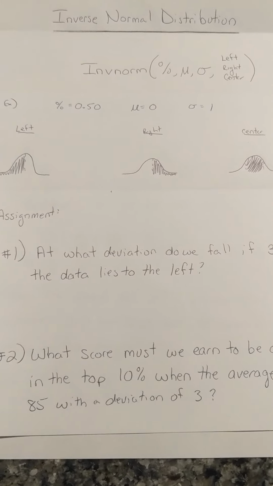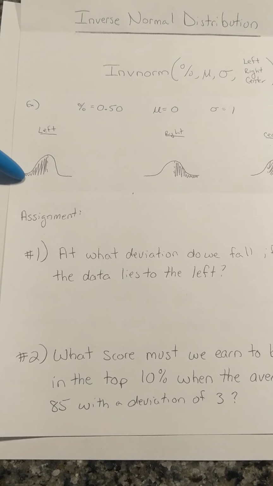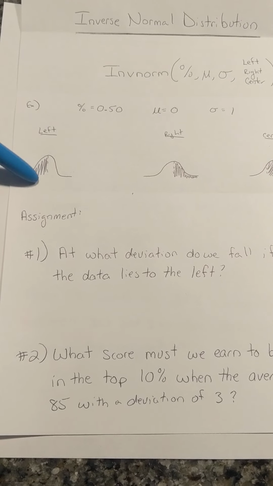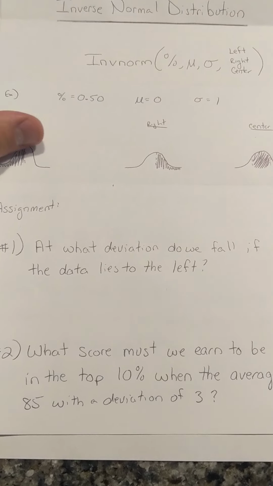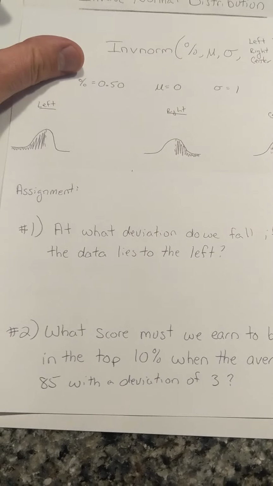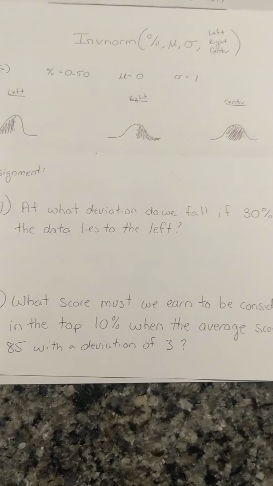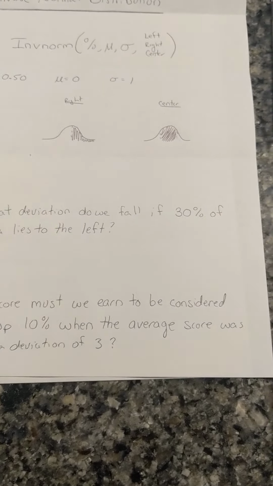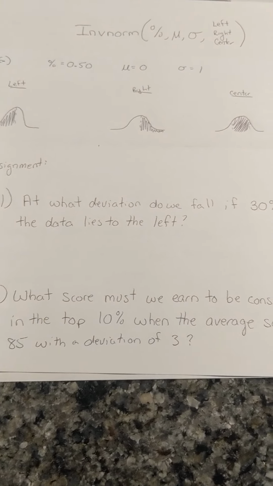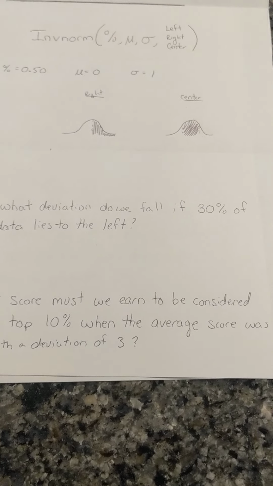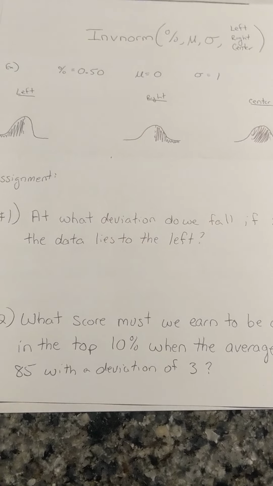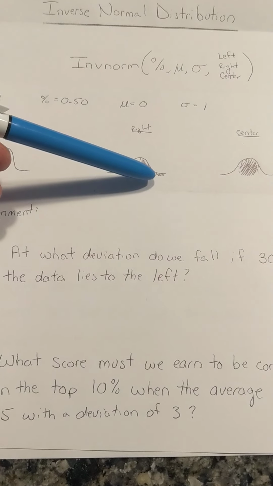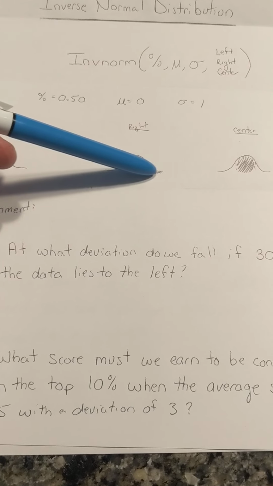So the two questions I'm going to ask you is, first, what deviation do we fall if 30% of the data lies to the left? So 30% goes up to a certain deviation, and I want to know what deviation is that. The next question gives a little more of a purpose to these problems. What score must be earned to be considered to be in the top 10% when the average score was an 85 with a deviation of 3? So I want to be in the top 10%, so that's going to be way over here and everything above.